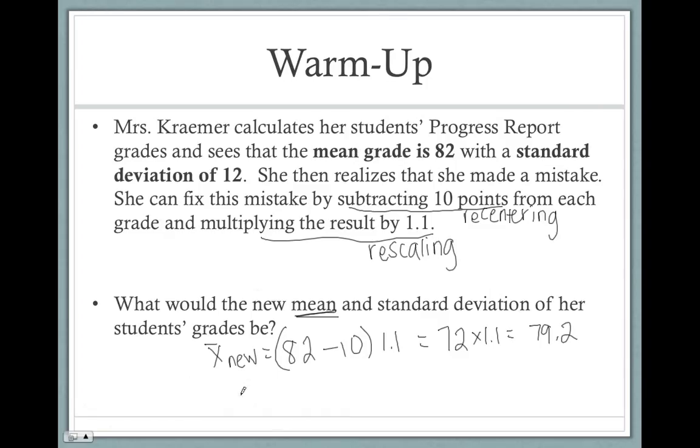Now the standard deviation is a little bit trickier, because standard deviation is a measure of spread. And as you learned in the video, measures of spread are not affected by recentering, but are only affected by rescaling. Because if I subtract 10 points from each student's grade, they don't get any more or less spread out. They just shift. So to find the new standard deviation, I take the old standard deviation of 12 and multiply it by 1.1, and that's it. This becomes 13.2. I don't worry about the minus 10.